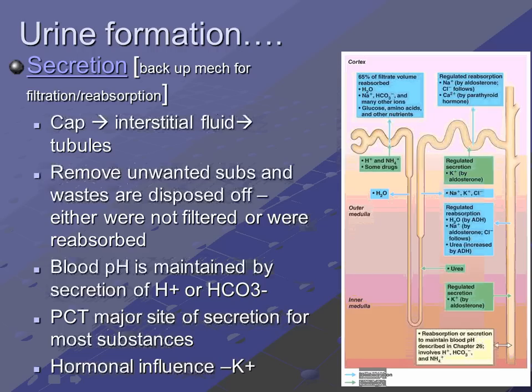And under hormonal influence, potassium is secreted. Remember, aldosterone reabsorbs sodium and secretes potassium. So potassium secretion is under hormonal influence, with aldosterone causing increased potassium secretion, and ANP, atrial natriuretic peptide, causing decreased potassium secretion. Instead, it excretes sodium ions. So sodium is pushed out. So here again, you have hormonal influence for secretion too. So let's look at secretion.